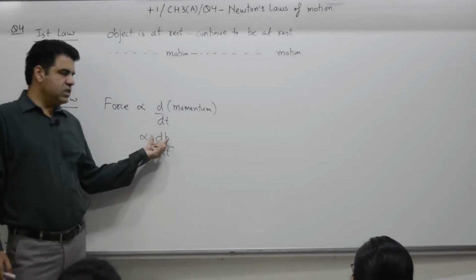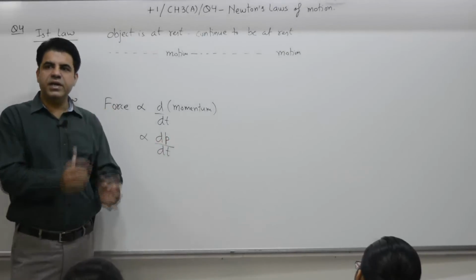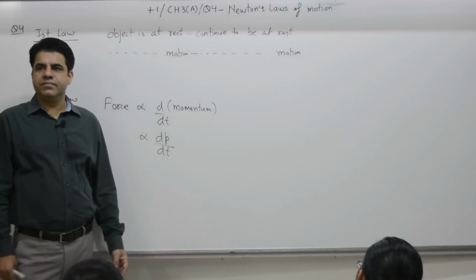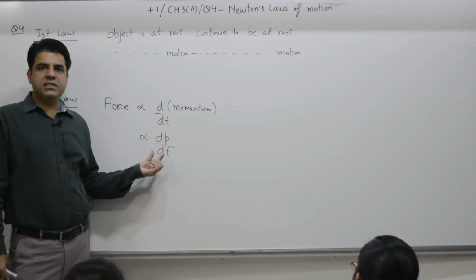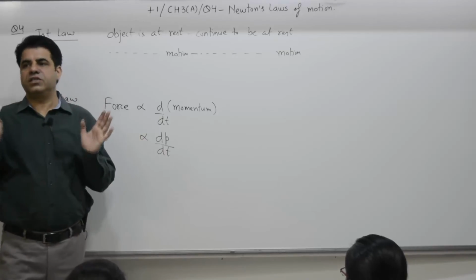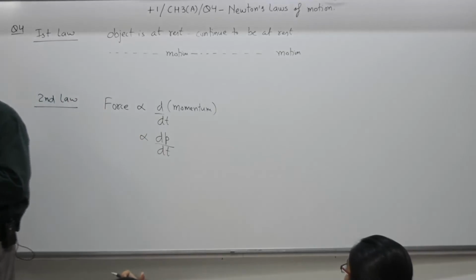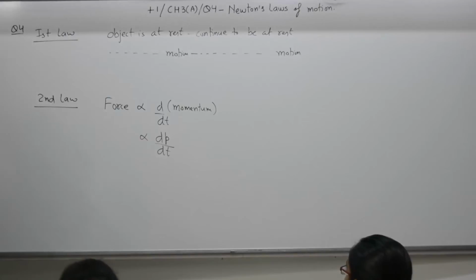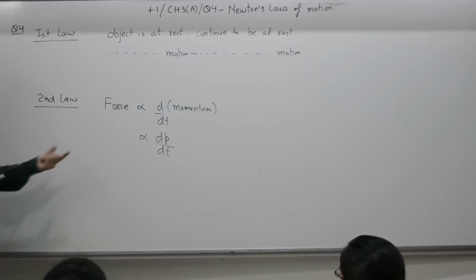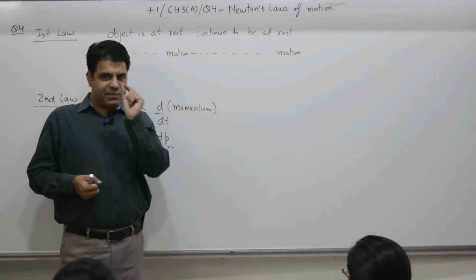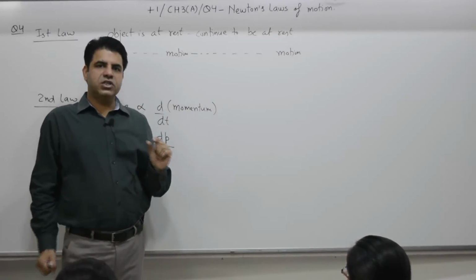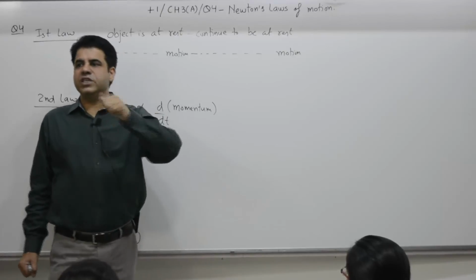If you want to bring in a large change in momentum in a short time, the change in momentum dp is large and the time taken is less, so the force is very large. Large force is required to cause more change in momentum in less time. Like a cricket bat hitting the ball, the time is very small, but the change in momentum is large. So large force is required.